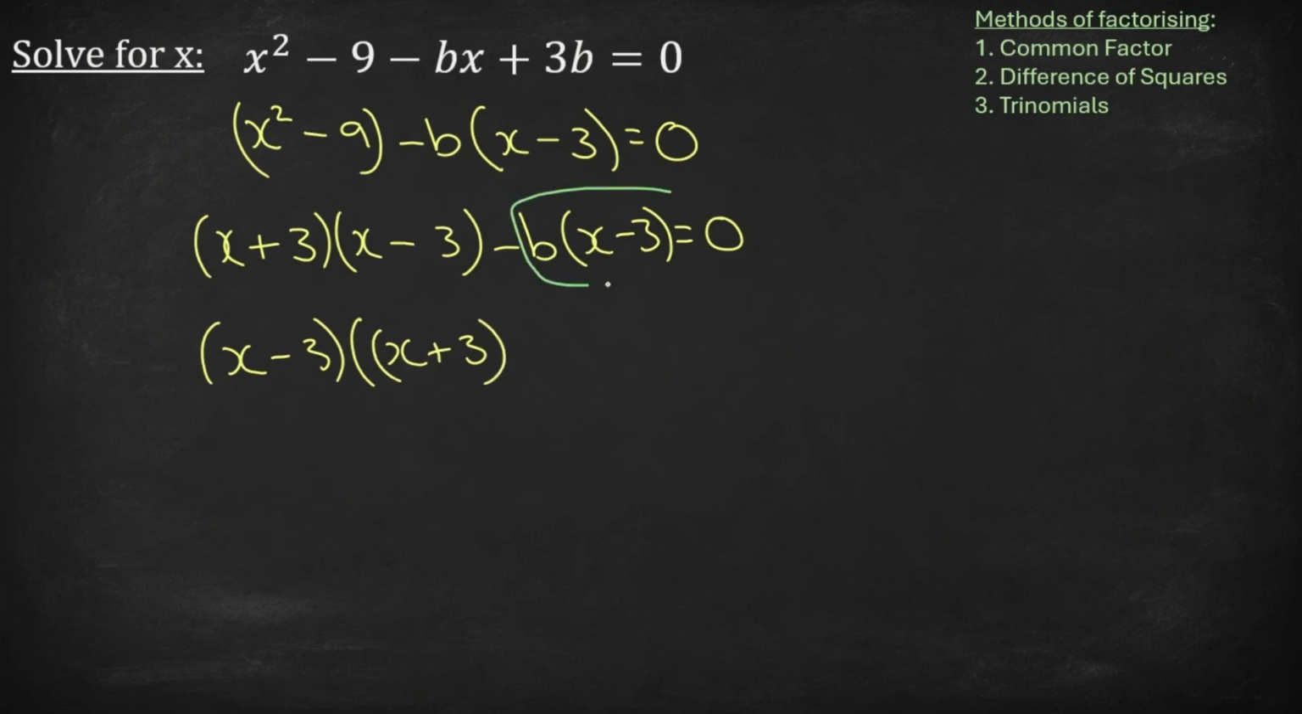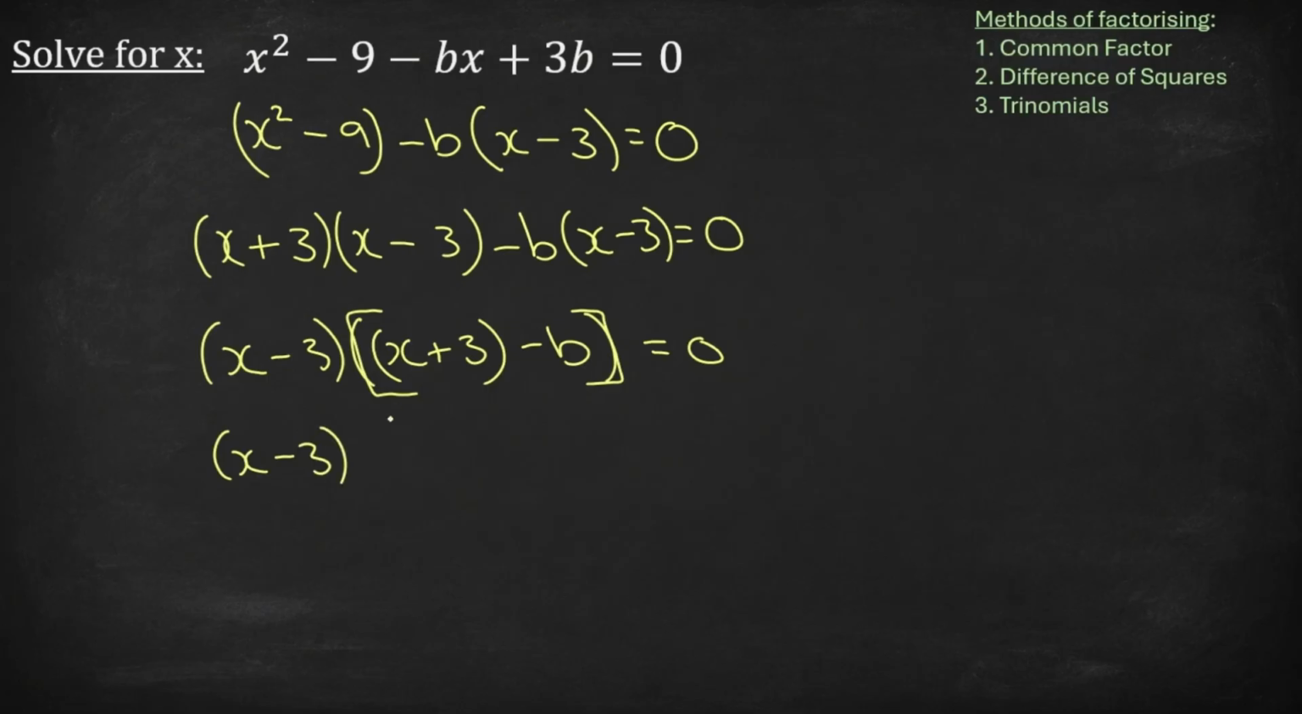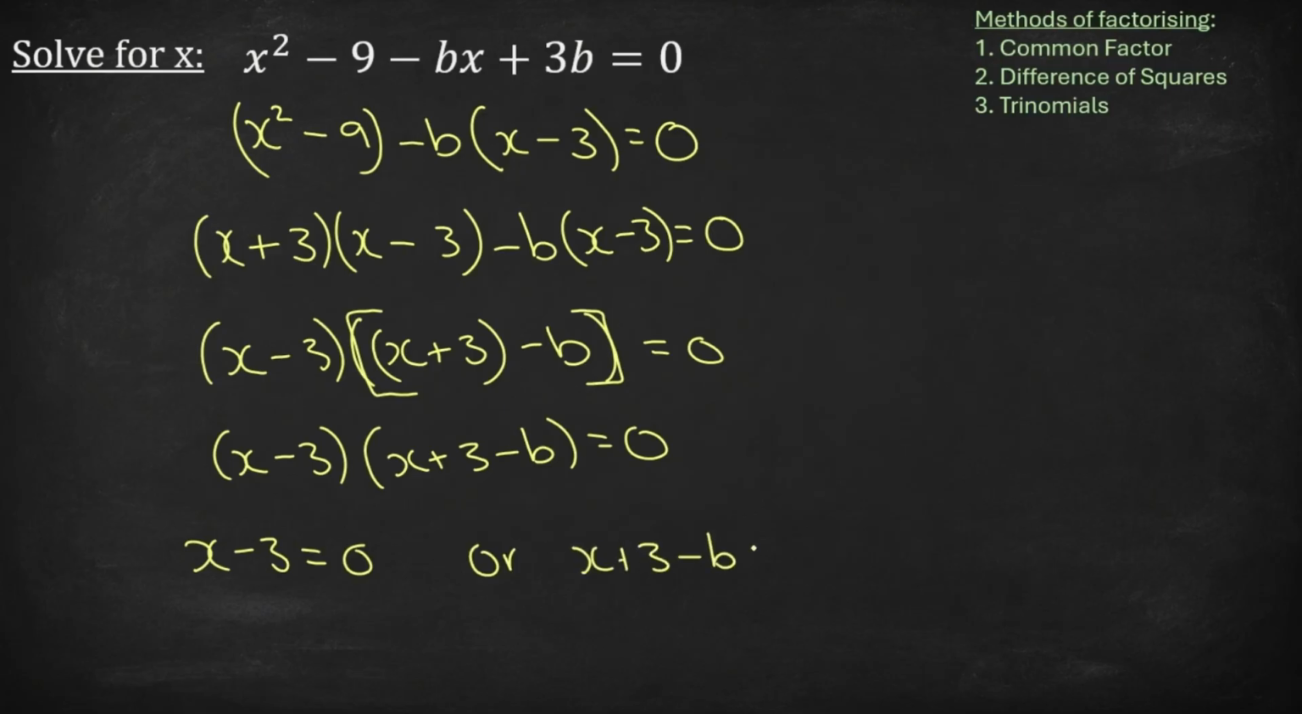And now I'm going to take this whole term and I'm going to divide it by my common factor. Again, I'm going to cancel these 2. That means we only have negative b that is left over. So I can actually write it with square brackets. Now let's rewrite this. We've got x minus 3, and now let's just remove the rounded brackets. So we've got x plus 3 minus b equal to 0. Now we only have factors left on this side of the equation. That means I can set the factors equal to 0. So I'm going to write x minus 3 equal to 0, or x plus 3 minus b equal to 0.